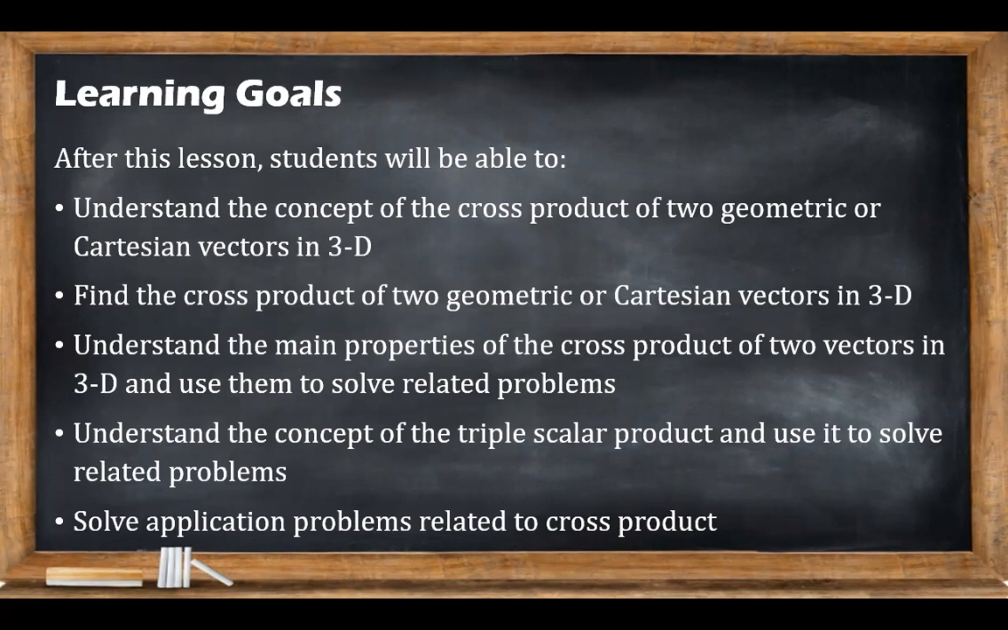Okay, first of all, let's have a look at the learning goals. After this lesson, you are expected to be able to understand the concept of the cross product of two geometric or Cartesian vectors in three-dimensional settings. Then find the cross product of two geometric or Cartesian vectors in 3D. Understand the main properties of the cross product of two vectors in 3D and use them to solve related problems. Then understand the concept of triple scalar product and use it to solve related problems. Last, solve application problems related to cross product.